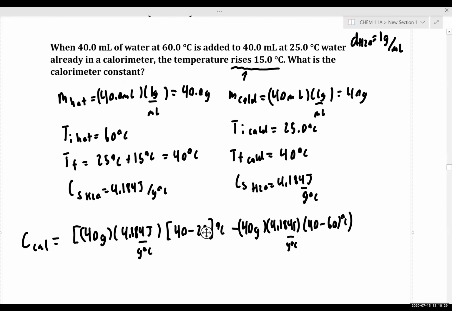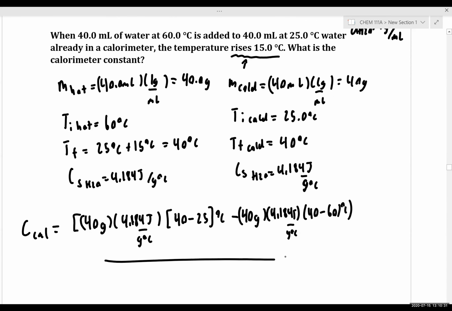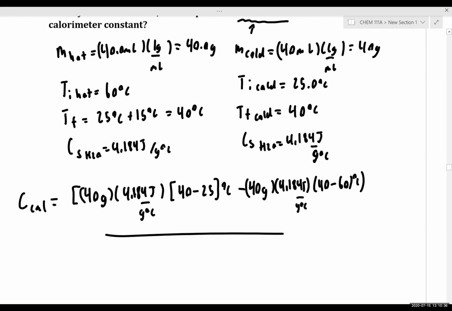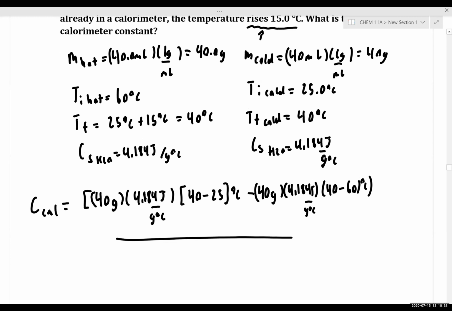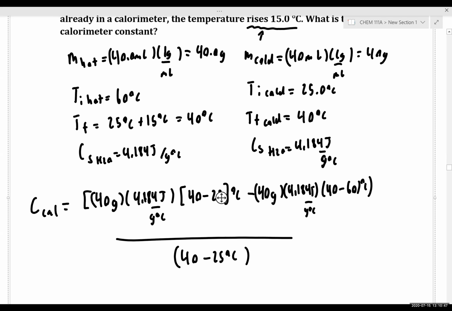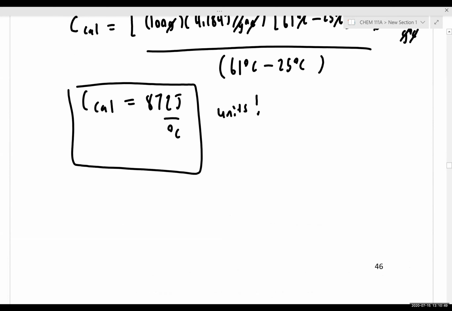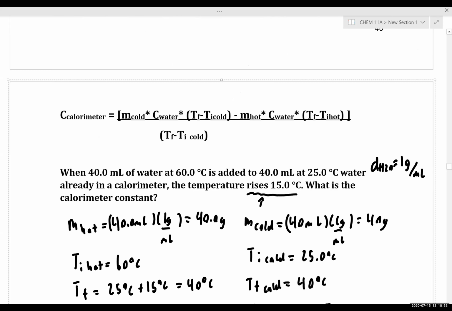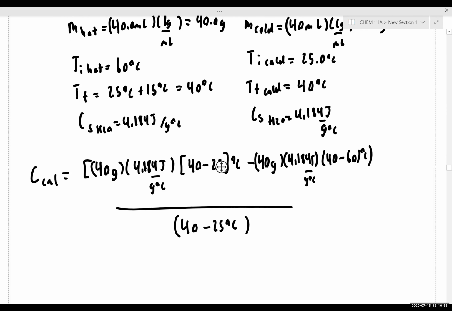Okay, now divided by, let's just check, the temperature final minus the temperature of our cold water. So we have 40 minus 25 degrees Celsius. Let's just check that we did that in the earlier problem. Yep, okay, perfect. Okay, so now all we have to do is punch this into our calculator.